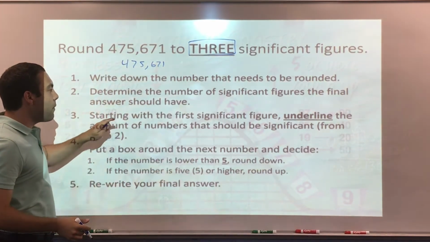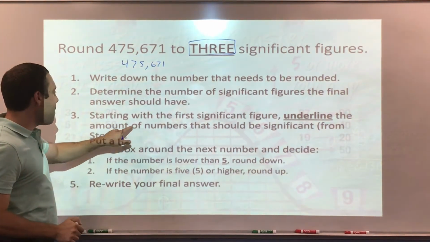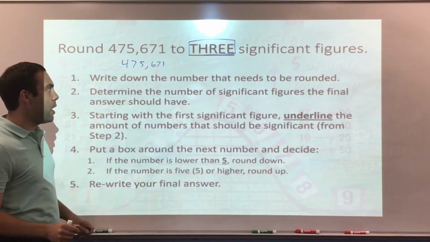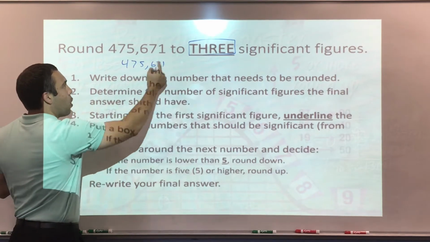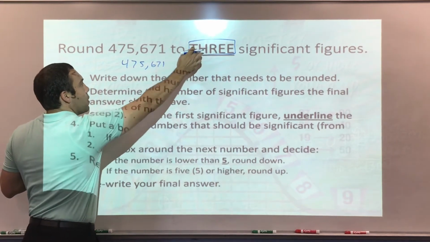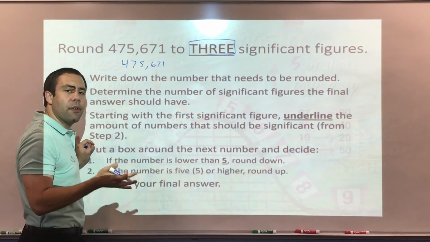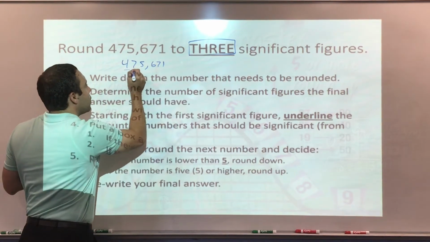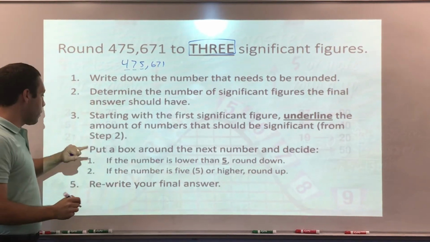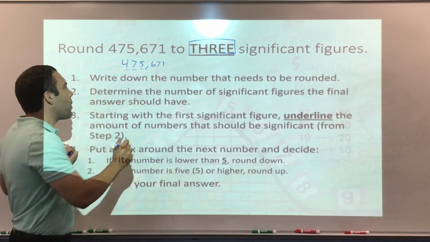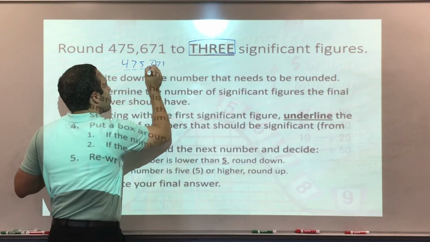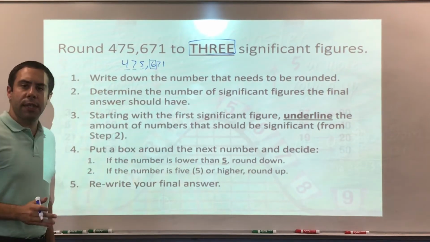Step 3, starting with the first significant figure, underline the amount of numbers that should be significant. So, starting here with the 4, we need to underline 3 numbers because our final answer needs to have 3 significant figures. So, 1, 2, 3. Step 4, put a box around the next number. The next number is a 6.